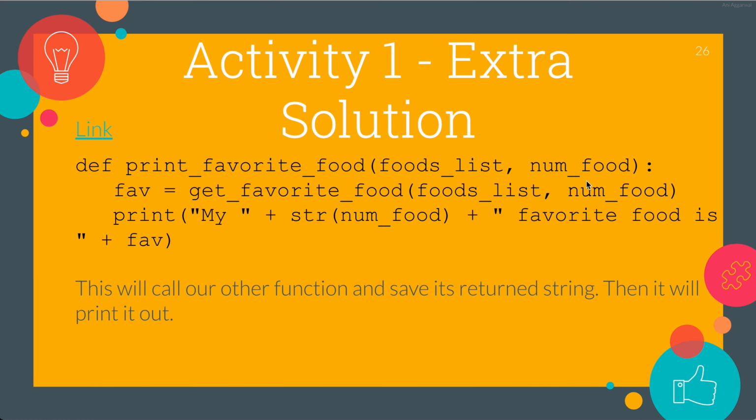Here's the solution to the extra activity. Print favorite food will now first call getFavoriteFood to get the favorite food in the correct index. Then you can print that favorite food, print the number of your favorite food, and print your favorite food as one statement out to the console.